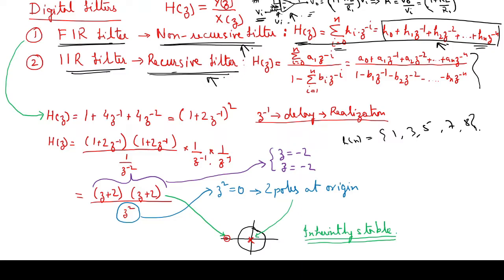But our criteria is we should have poles. So where would be the poles? This is a clear indication you don't go and study.